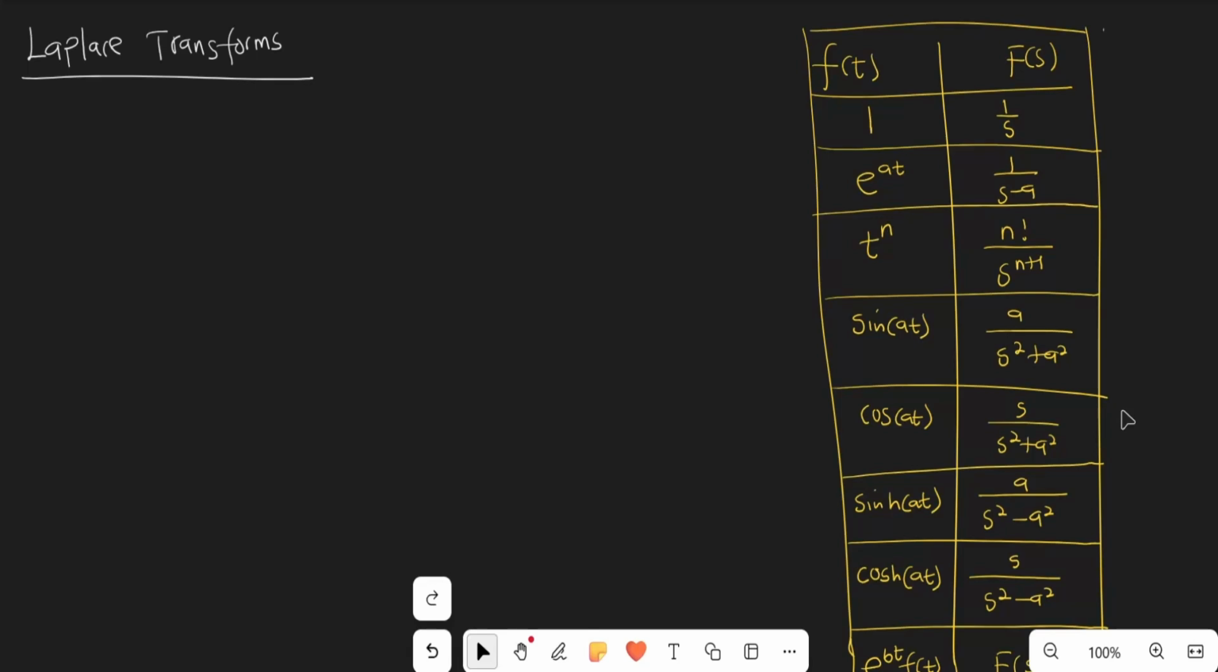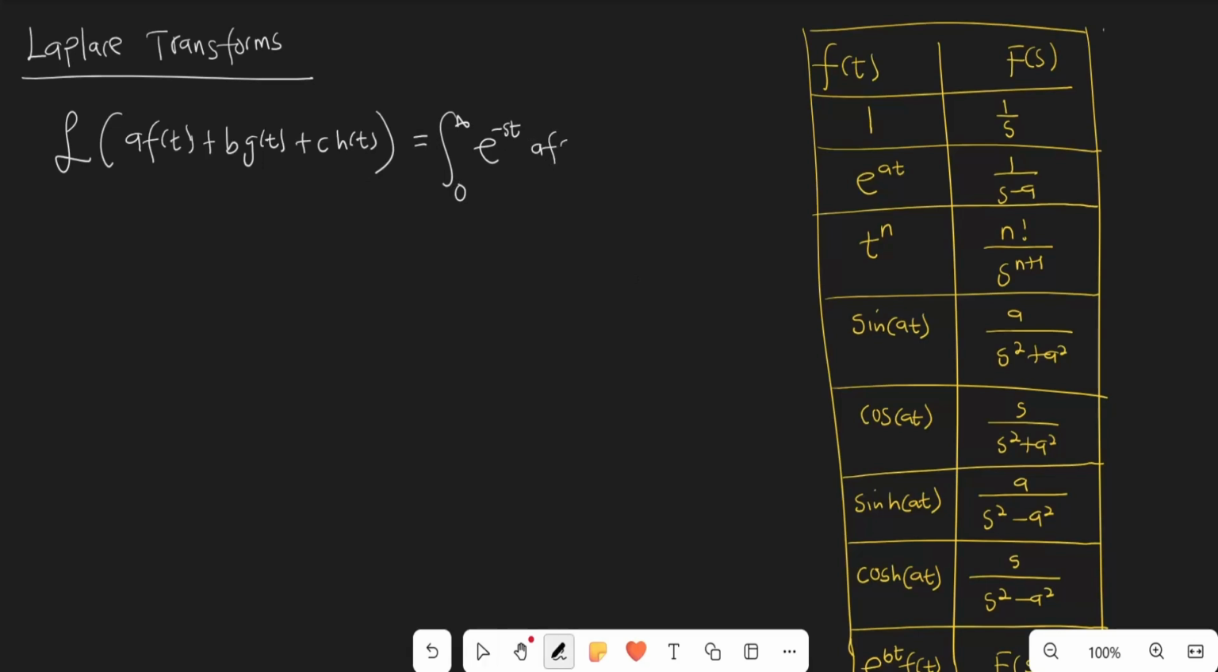That is, if you have the Laplace transform of a function, let's say a times f of t plus b times g of t plus c times h of t, this one is equal to what? This one is equal to the integral from 0 to infinity of e to the negative st multiplied by the function we are seeking to transform, which is a times f of t plus b times g of t plus c times h of t, all this one and then dt.